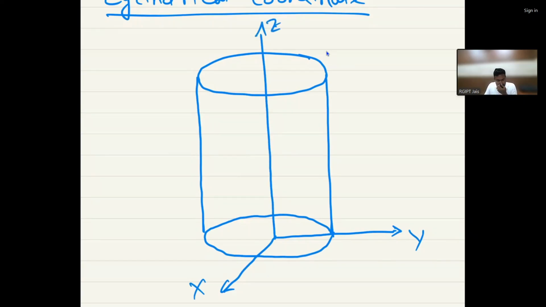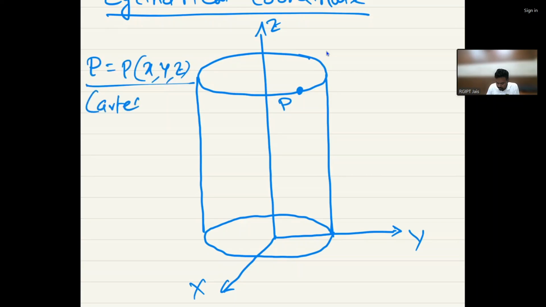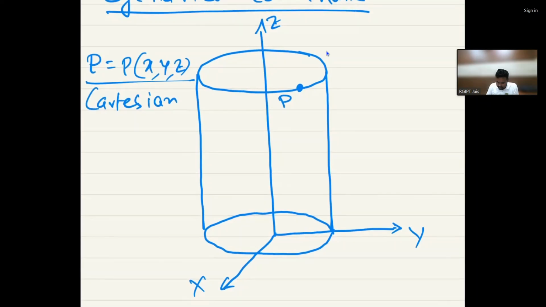And then if we want to represent any point P on the cylinder surface, let's say this point P, how can we represent this point P? In terms of the Cartesian system, we can represent this as P(x, y, z). That is in Cartesian coordinates. But in the cylindrical coordinate system, we'll represent this in rho, phi, and z. That is in the cylindrical system.